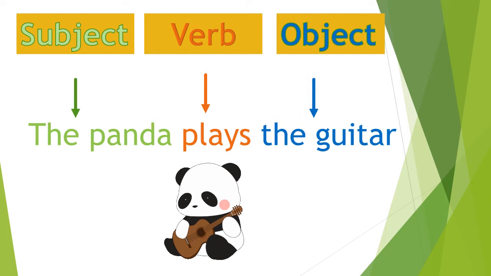Here is a sentence and a cute little image to clarify this concept. The panda plays the guitar. Here, the panda is the subject because that's what the sentence is talking about. Plays is the verb because it is an action word. The guitar is the object because it is the thing on which the action is being performed.